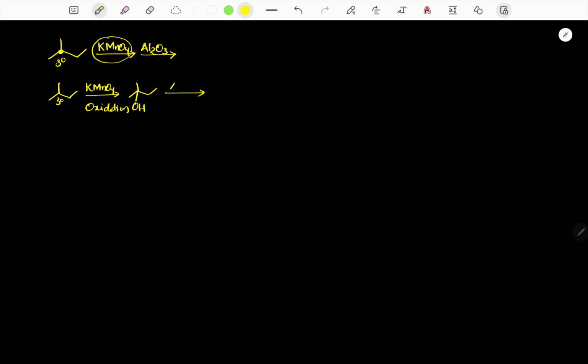Now it is treated with Al2O3. So alcohol treated with Al2O3. Low temperature ether forms, high temperature alkene forms. Low temperature ether forms, high temperature alkene forms.